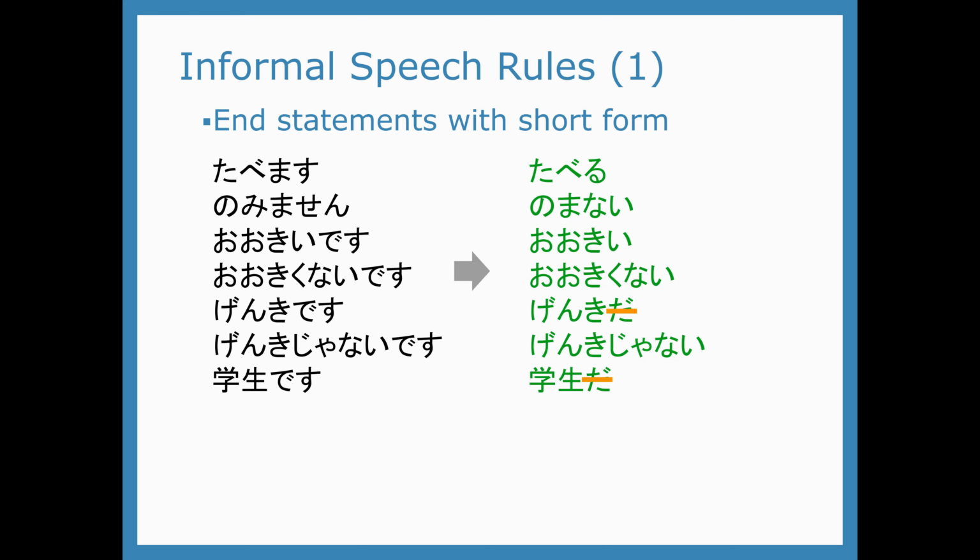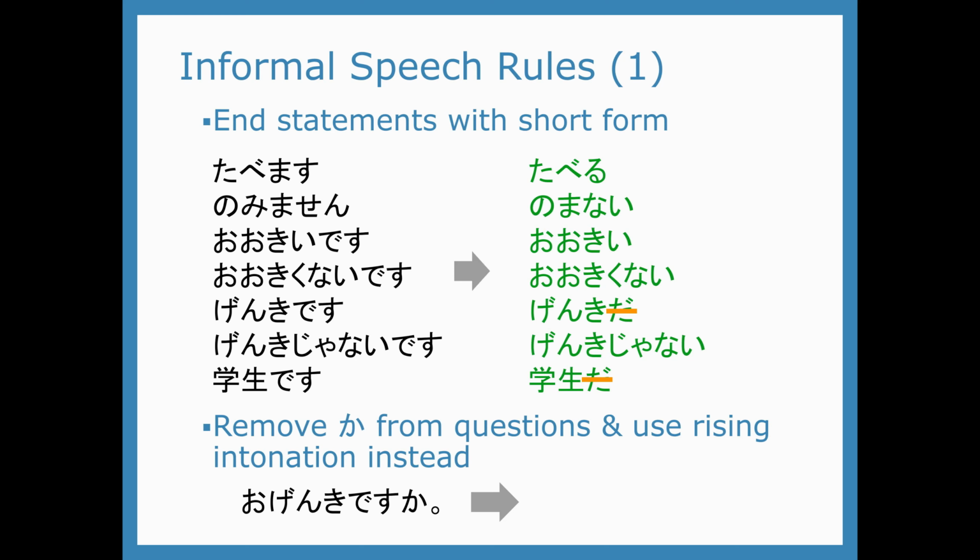The other thing we have to do is get rid of ka when we ask questions. Again, having ka at the end of our sentence in the short form can come off as a little bit aggressive, maybe a little bit rough. So we don't usually like to have ka. Instead, we just drop it, and in order to make it clear that we're asking a question, we have to make our voice have a questioning sound. We have to have a rising intonation in our voice. So instead of asking genki desu ka, we can ask genki?